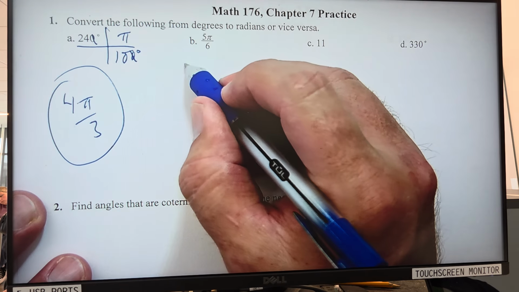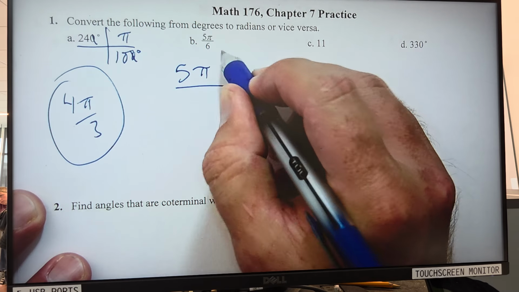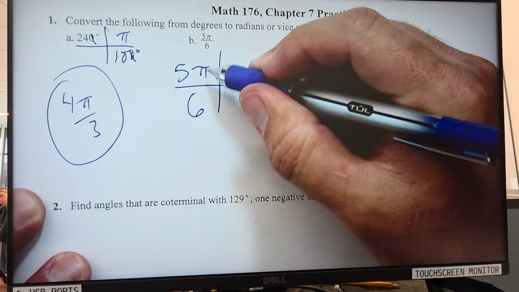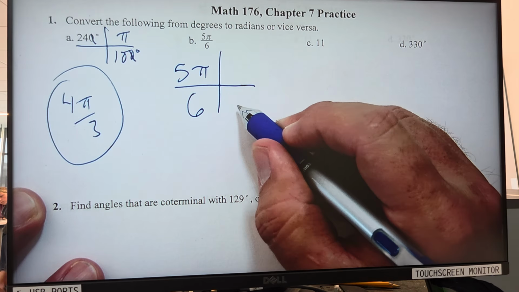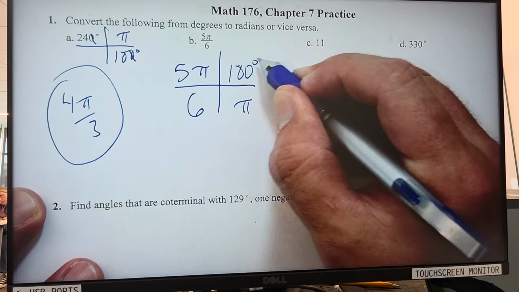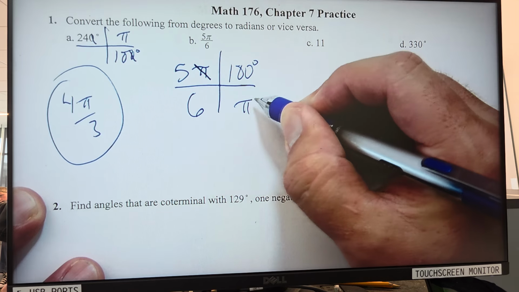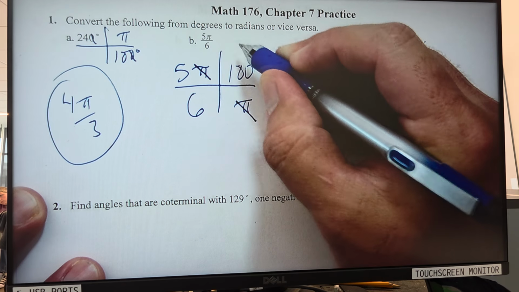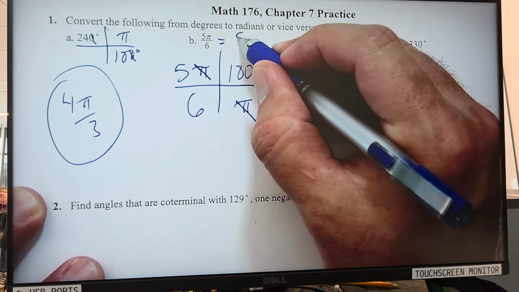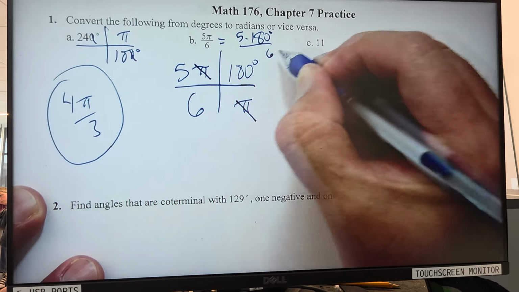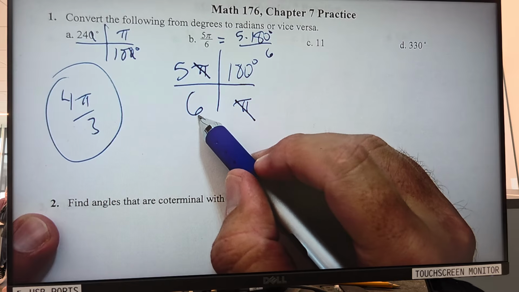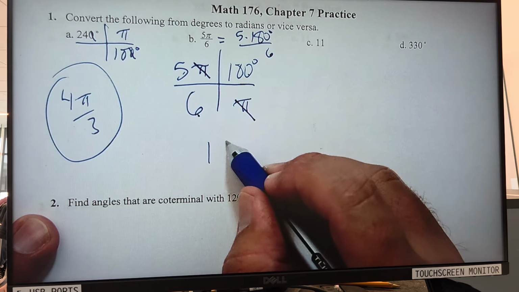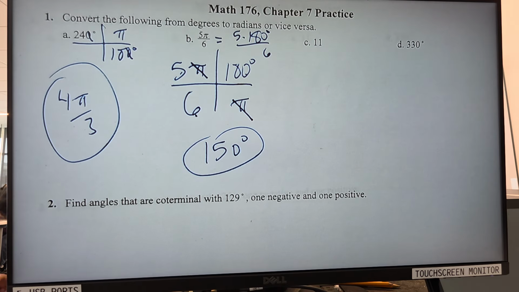This one, let me do this the long way. Whenever you have a fraction, you can always put it like this in the grid. And then I have to put radians down here, degrees up here. But do you see how pi will always just cancel? So the shortcut is right off the bat, replace pi with what it is. You can just replace pi with 180 degrees. 180 divided by 6 is 30, times 5 is 150.